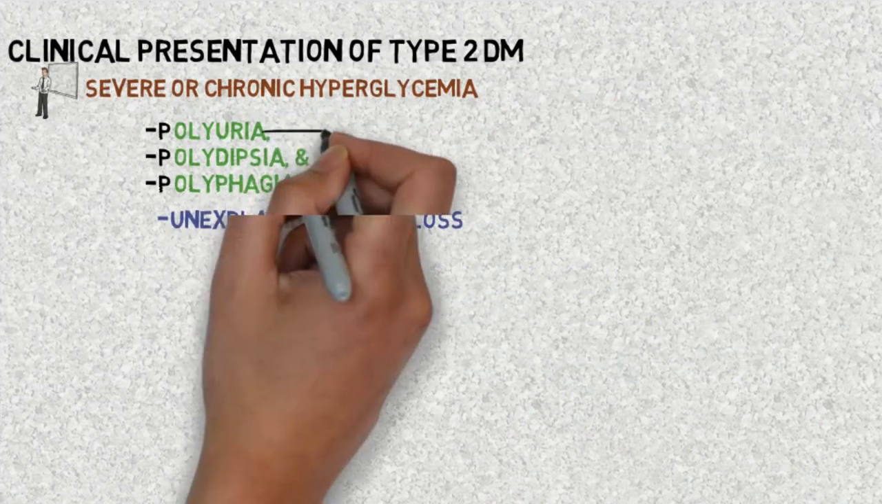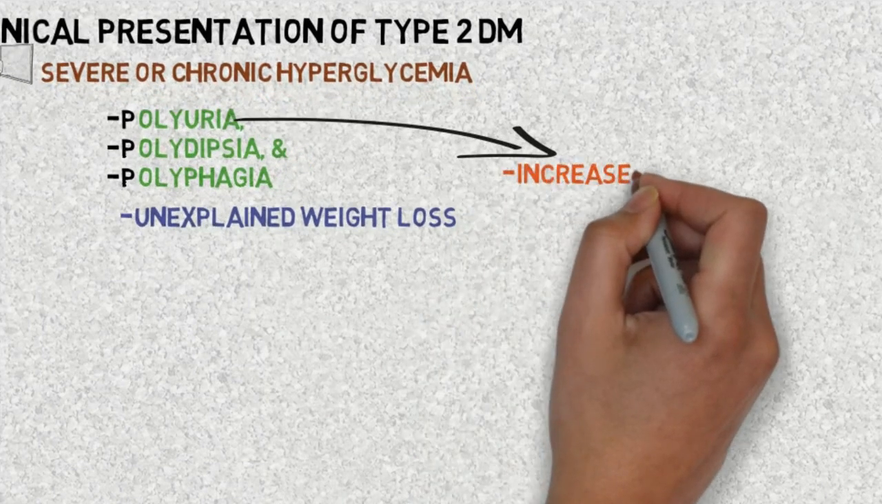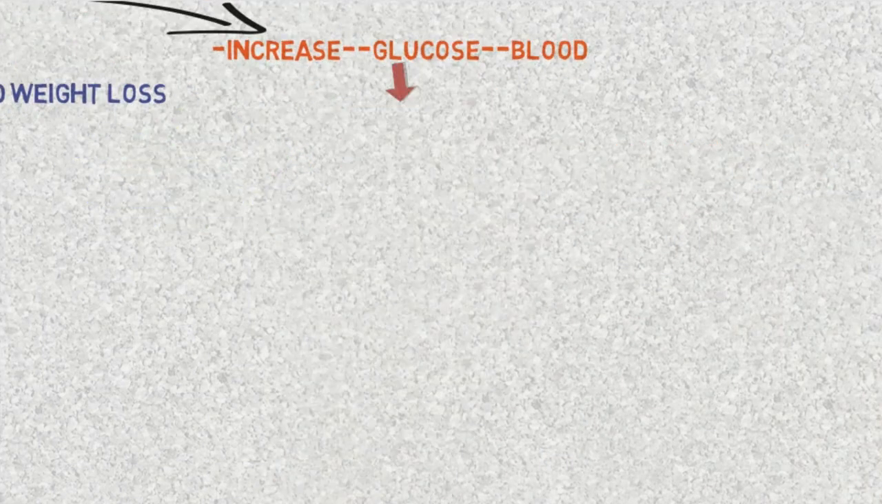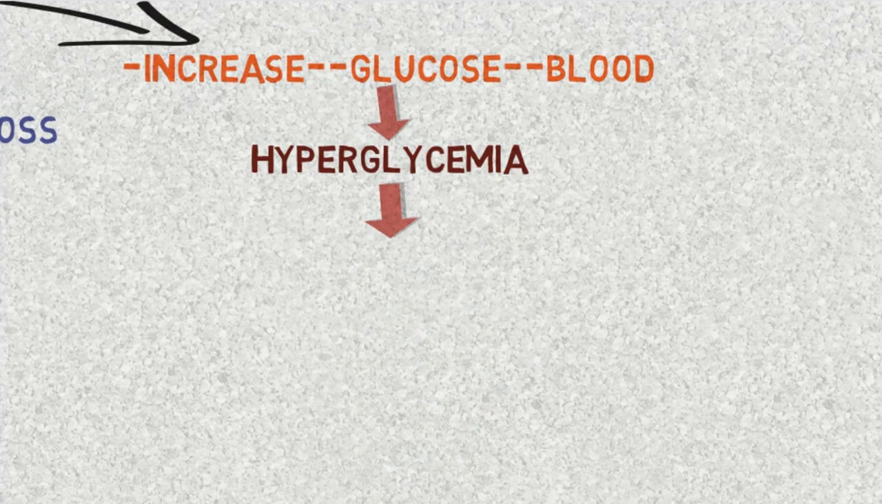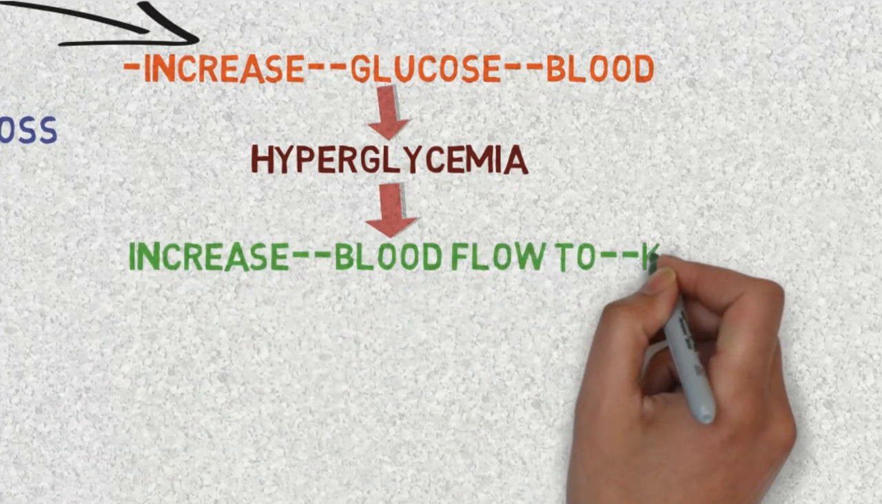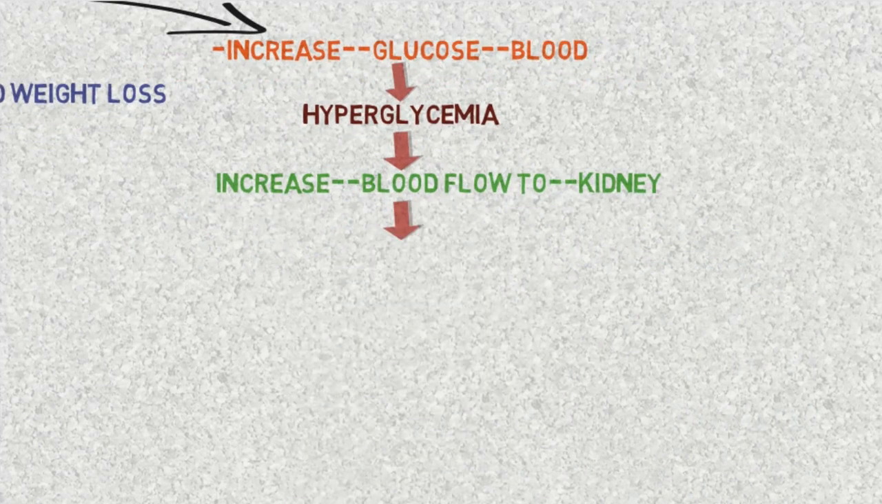Polyuria. The increase of glucose in the blood will cause hyperglycemia. Hyperglycemia is not a suitable phenomenon in the body, because it disturbs the homeostatic environment of the body. So, the body will respond by increasing blood flow to the kidney in order to filter the blood and regulate the homeostatic environment of the body. Excessive glucose will be filtered out.